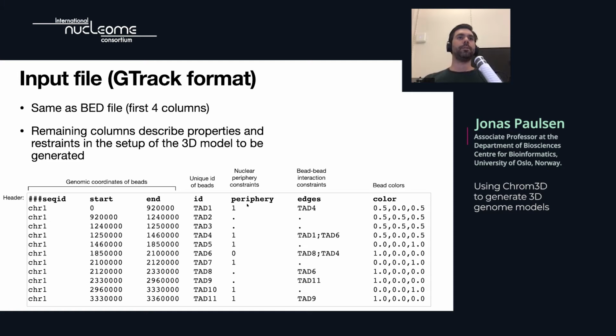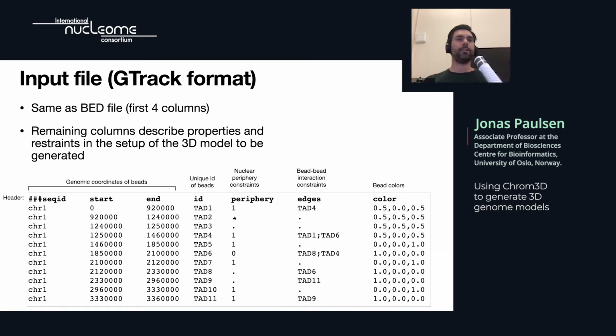Then the user can add additional information for setting up the restraints of the model. For example, if you add a column with the name periphery, if you specify a 1, it means that this TAD or this bead will be restrained towards the periphery.